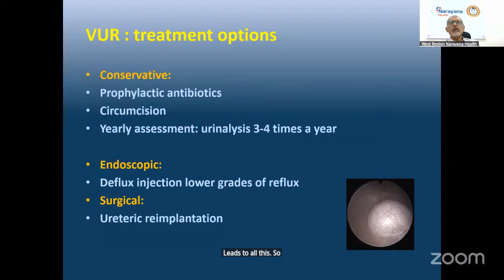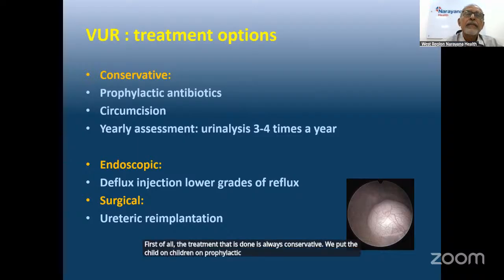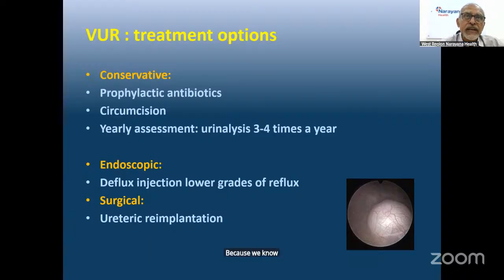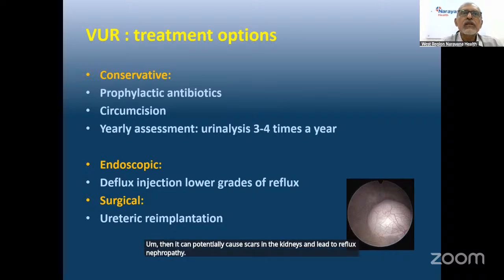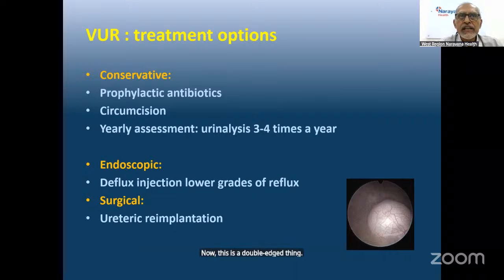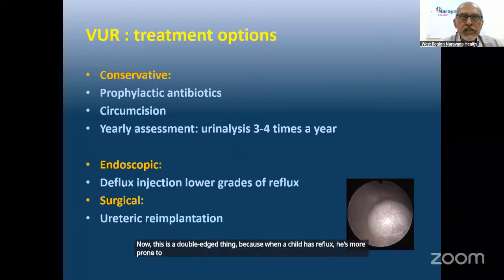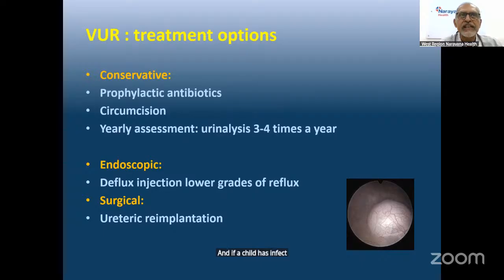So what are the treatment options that we have for reflux? First of all, the treatment that is done is always conservative. We put these children on prophylactic antibiotics because we know that reflux, when it occurs by itself without infection, is not bad. A child can live with sterile reflux, as we call it. But if there is a urinary tract infection with reflux, then it can potentially cause scars in the kidneys and lead to reflux nephropathy. Now, this is a double-edged thing because when a child has reflux, he is more prone to urinary infections. And if a child has infected reflux, then it affects the kidneys.